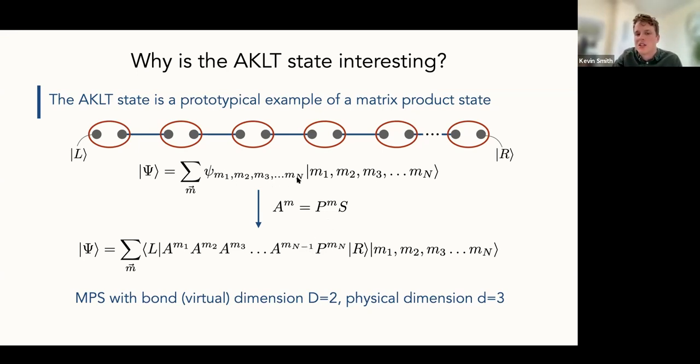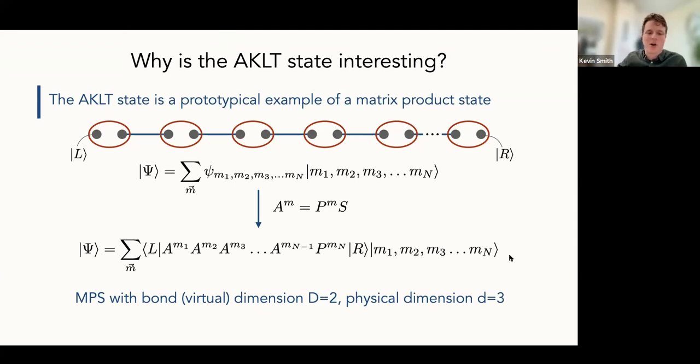So basically, you can express this rank n tensor now as just the product of all of these matrices. There's one for each site. And here, L and R, these are boundary conditions, the left and right boundary condition, which correspond to the state of this left spin 1/2 and this right spin 1/2. Okay, and so this is what's known as a matrix product state with bond or virtual dimension 2.